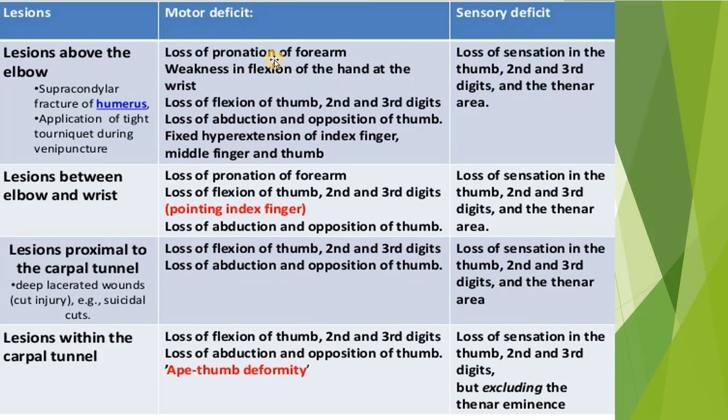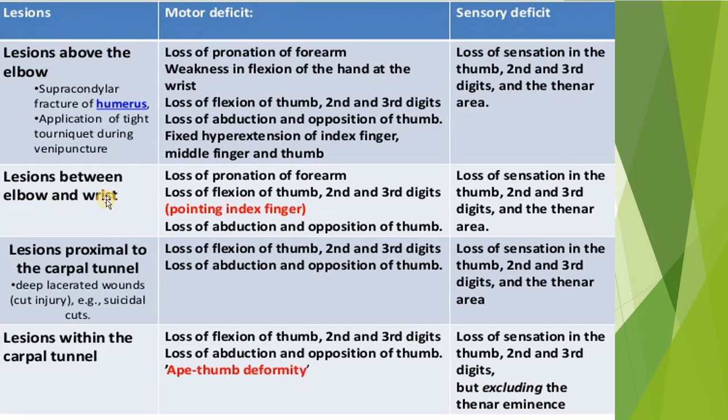The motor deficits: loss of pronation of the forearm, weakness in the flexion of the hand, flexion of the thumb and second and third digits, and loss of abduction and opposition of the thumb can be expected. Fixed hyperextension of the index finger, middle finger and thumb. Sensory deficit: loss of sensation of the thumb, second and third digits and the thenar area.